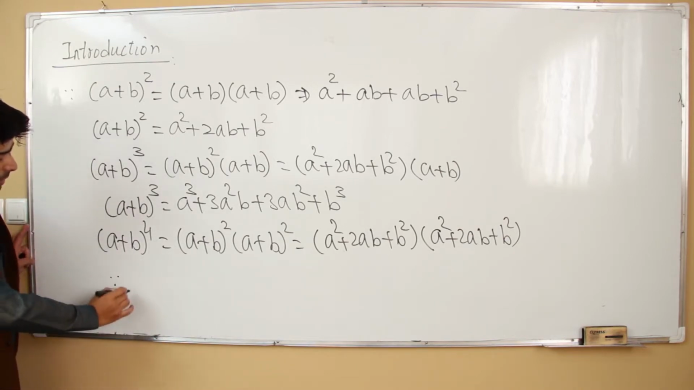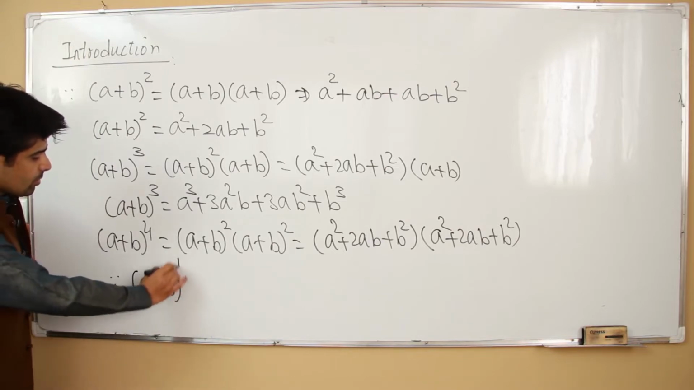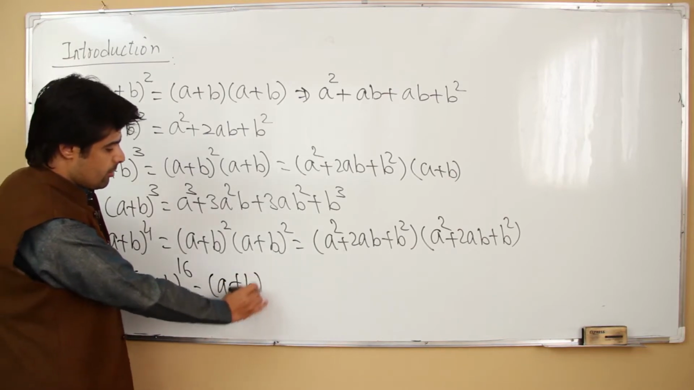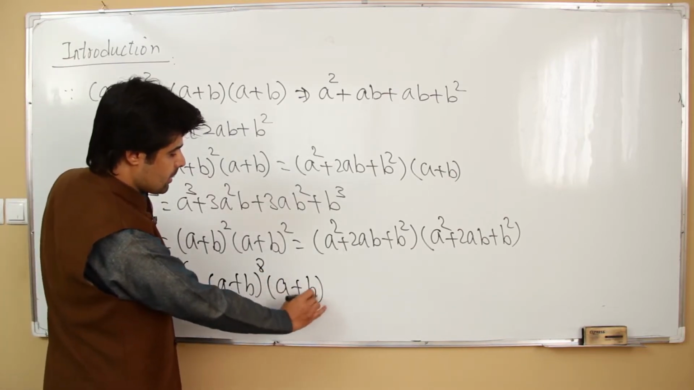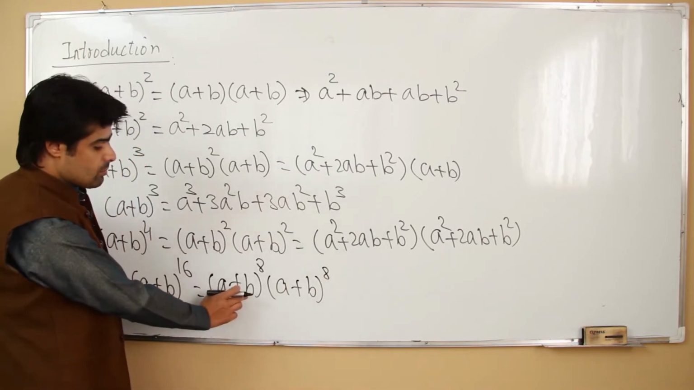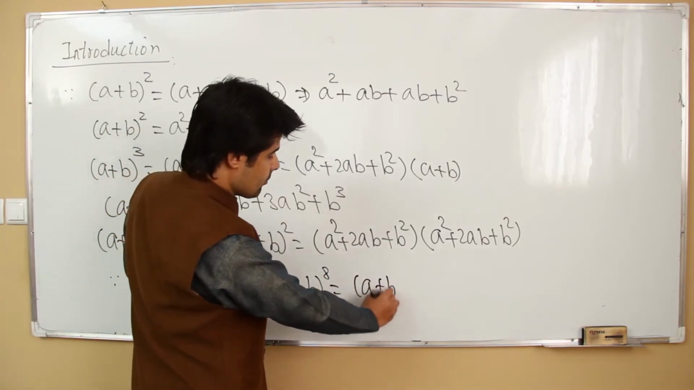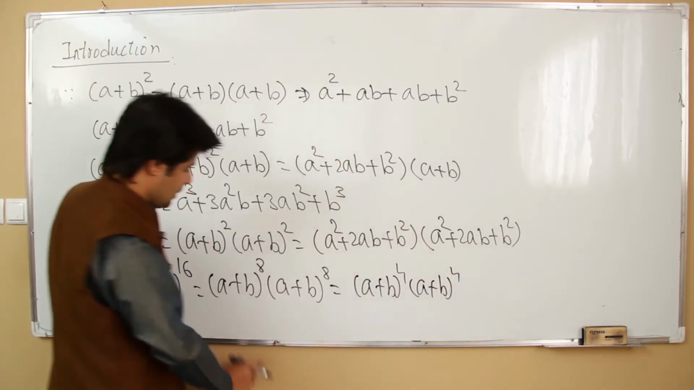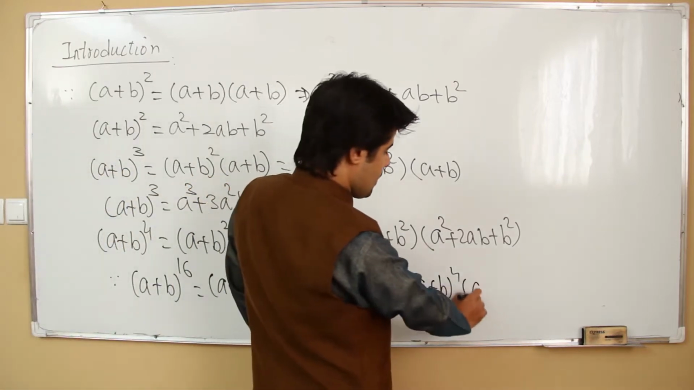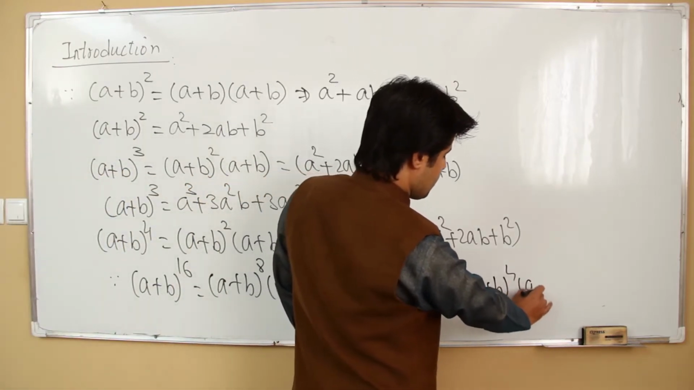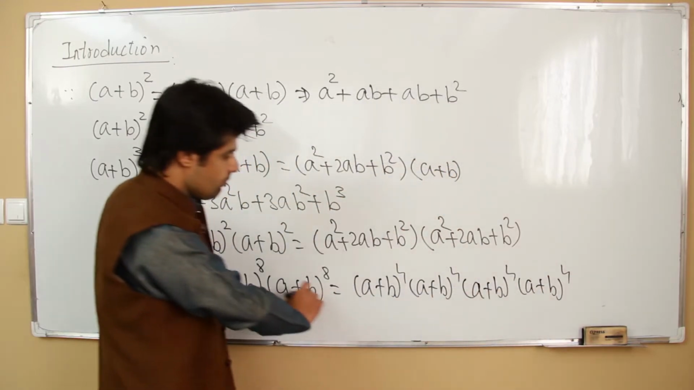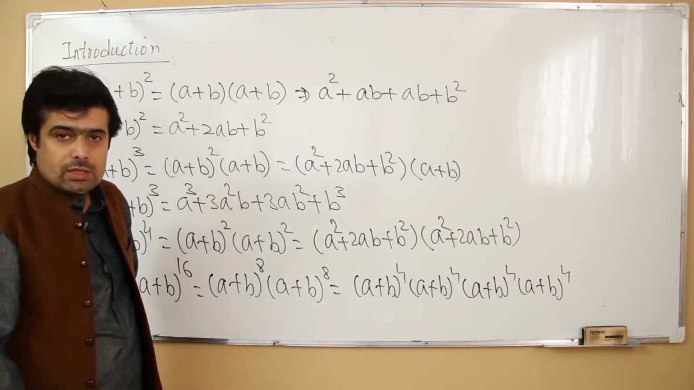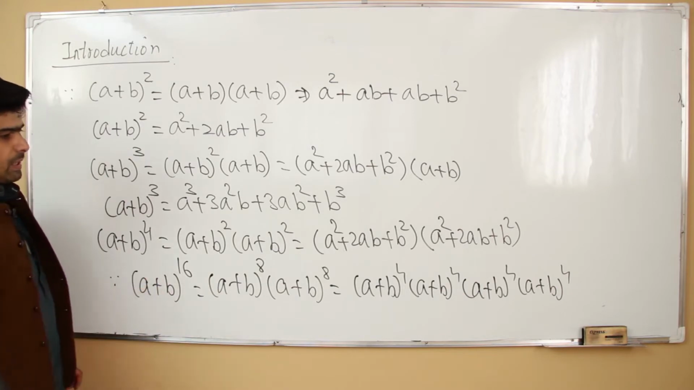But if you have (a plus b) raised to the power 16, then what does it mean? It means (a plus b) raised to the power 8 times (a plus b) raised to the power 8. Now this one means (a plus b) raised to the power 4 times (a plus b) raised to the power 4, and this term is also the same. Now if you multiply all of these terms, it would be much more difficult. For this result, we do not use this multiplication case.